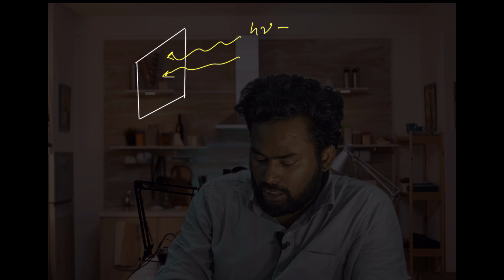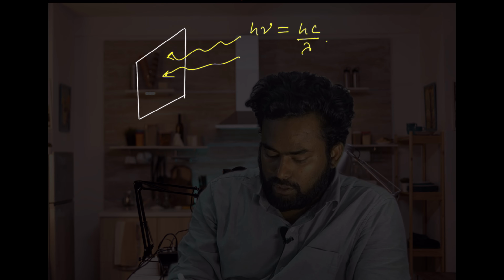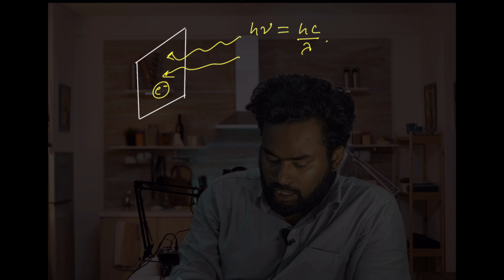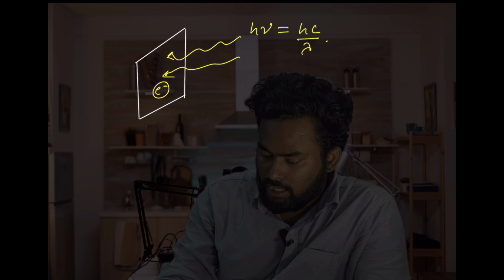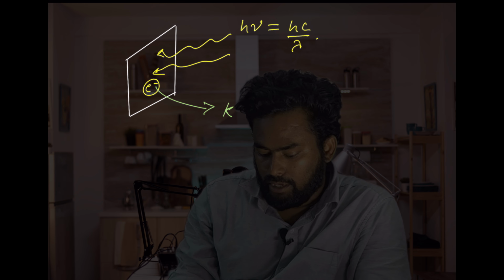So suppose I have a metallic plate. On this metallic plate some rays are falling. These rays are incoming, their energy is h nu or hc by lambda. When these rays fall on this plate, they will knock out the electrons. Electrons will get the energy and come out with some kinetic energy.